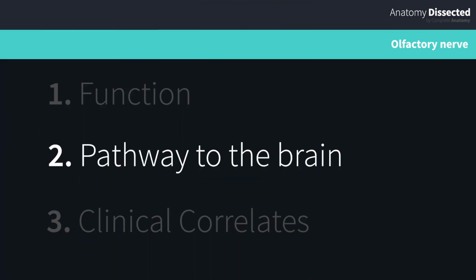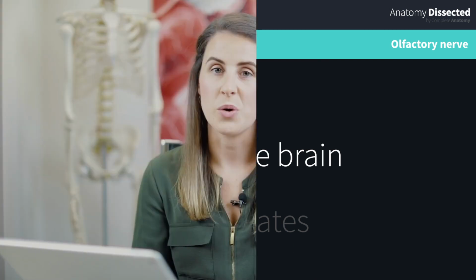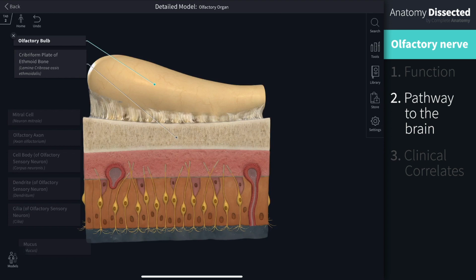The path that information takes from the nose to the brain is pretty straightforward, so it's a good cranial nerve to start with. The olfactory bulb sits on top of the cribriform plate of the ethmoid bone. Holes in the cribriform plate house downward projections from the bulb, carrying them to the nasal cavity.